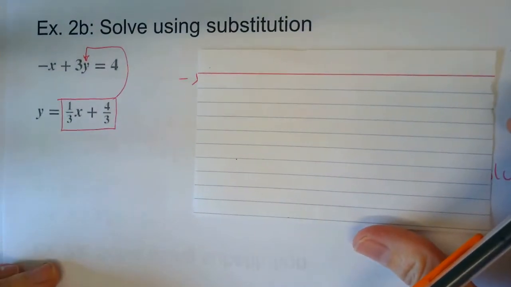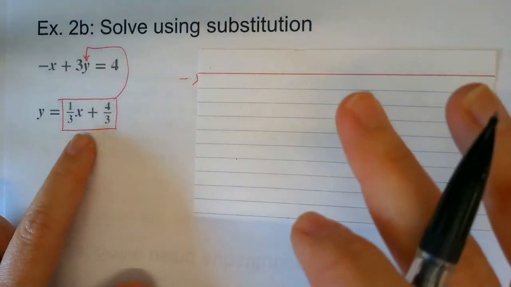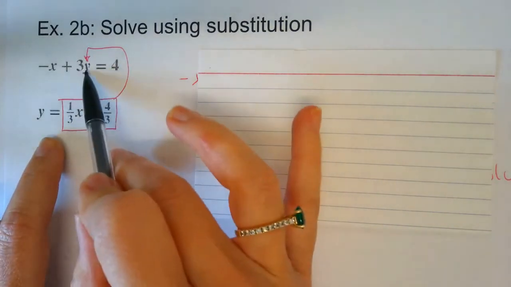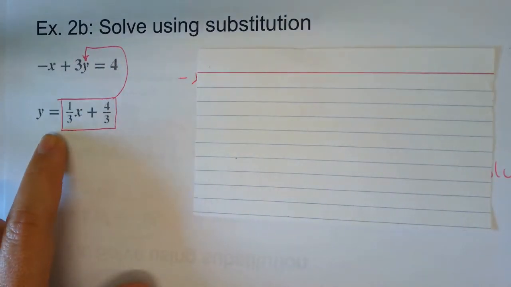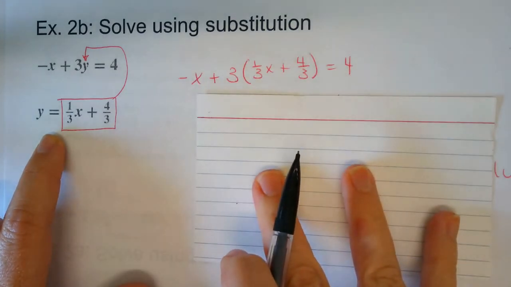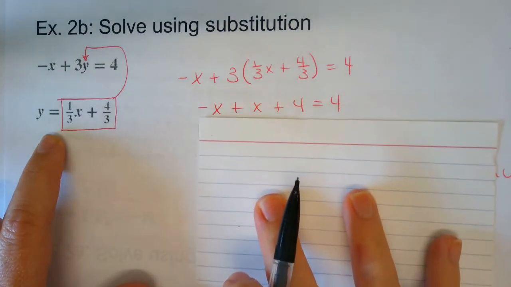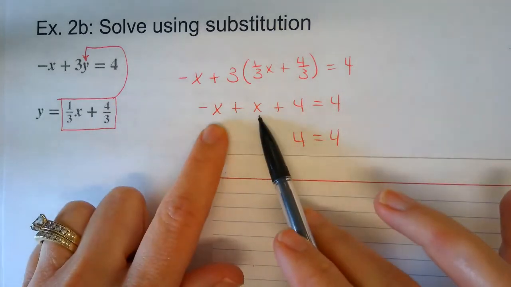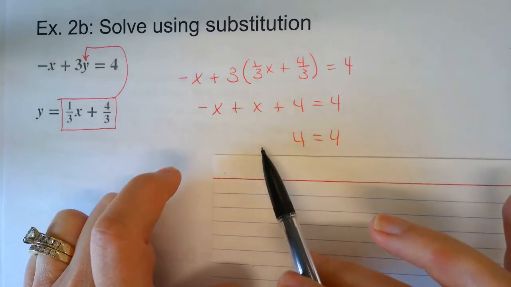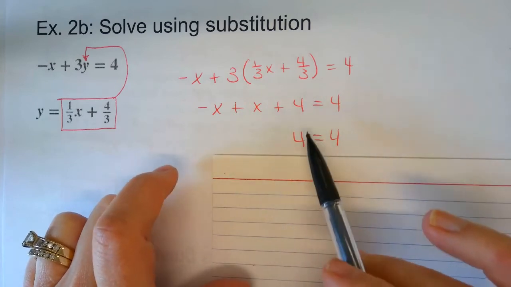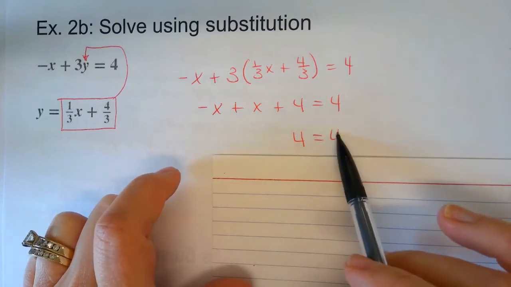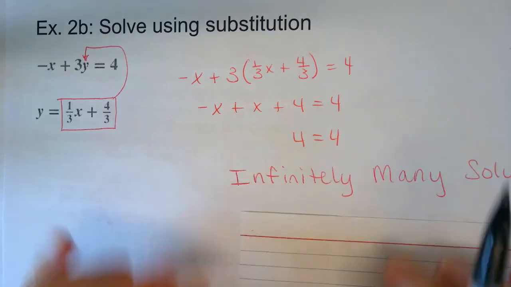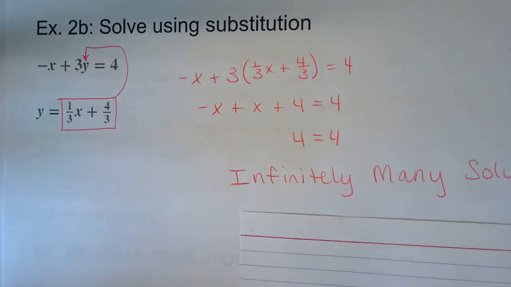So here's another one where the bottom one is already solved for y. So again, I'm going to take that guy and I'm going to replace it into that y spot. So then I have this equation. I'm going to distribute and combine my like terms. After I combine my like terms, my x's again canceled out. So in this case, I got 4 to equal 4, which is a true statement. Since that is true, I would have infinitely many solutions.